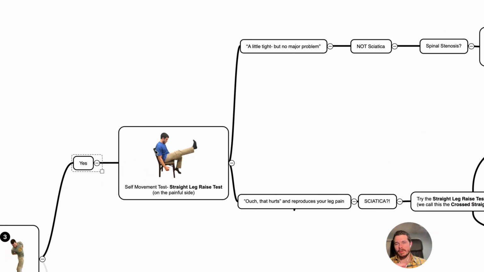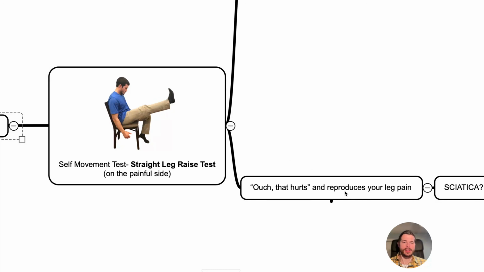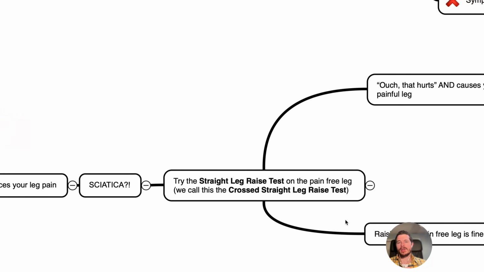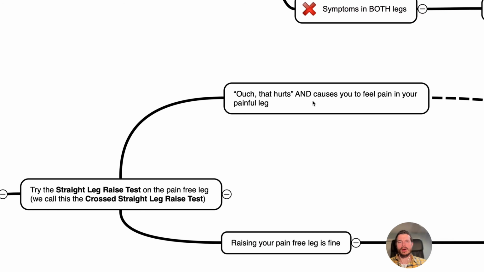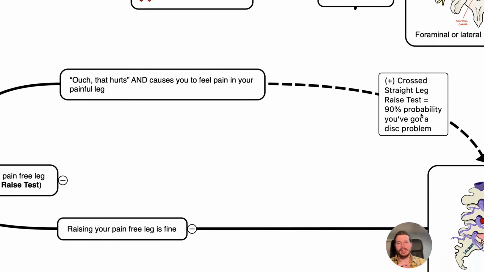Now, the more likely path for most people is that you're going to have pain moving your spine, and then you're going to do this leg raise test, and you're going to say, ouch, that hurts. Pretty much have sciatica, all right? The probability goes way up. And so what I want you to do now is the straight leg raise test on the pain-free leg. We call this a cross-straight leg raise test. If you say, ouch, Charlie, that hurts and causes me to feel pain in my painful leg, so I do the leg raise on my bad leg and it hurts, but I do the leg raise on my good leg and it causes pain in my bad leg, we call this a positive cross-straight leg raise test. And again, this really shifts the probability to it being a disc problem. Very diagnostic of a disc issue.